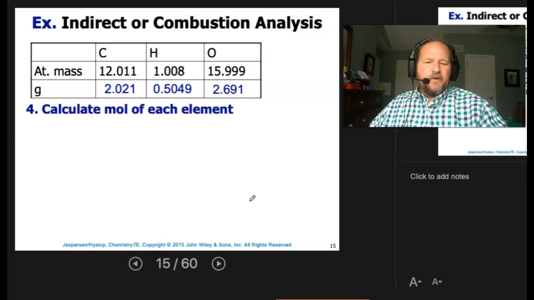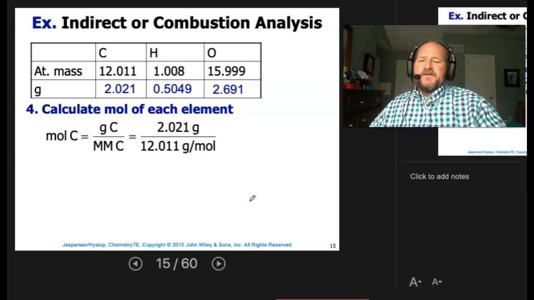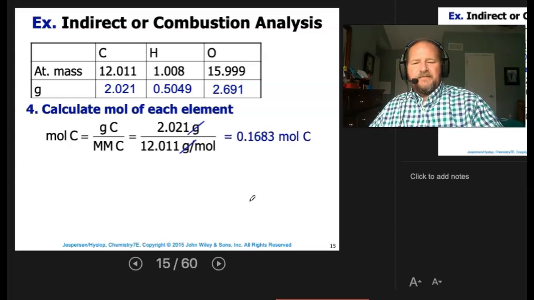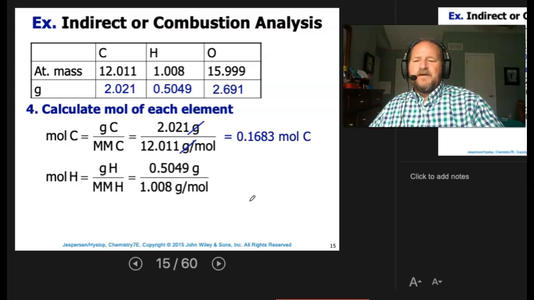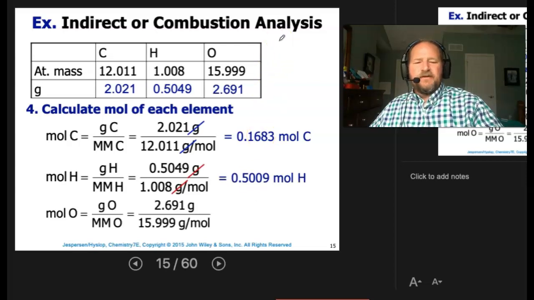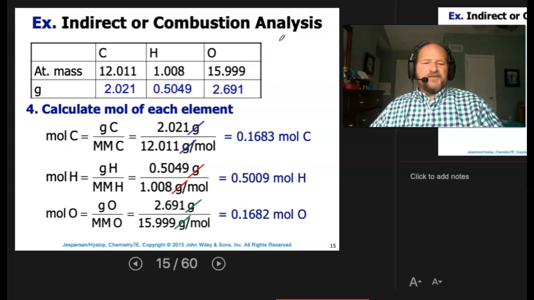Now we'll calculate the mole for each element. So now it's just like it was in the last two problems. For the moles of carbon, we'll take the 2.021, divide by the periodic table value, and that gives us 0.1683 moles of carbon. For moles of hydrogen, same process, that gives us 0.5009 moles of hydrogen. For oxygen, we end up with 0.1682 moles of oxygen. Now, which one's the smallest?